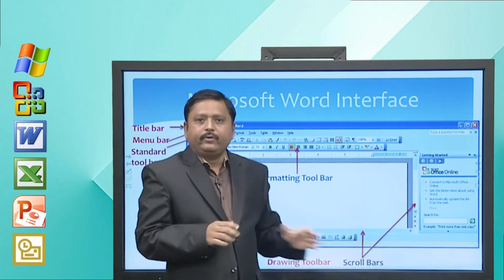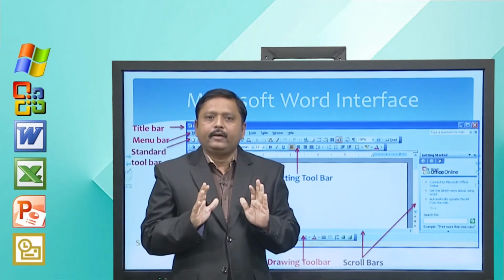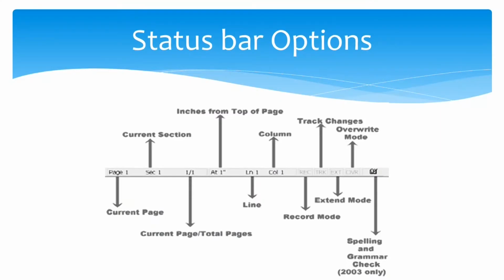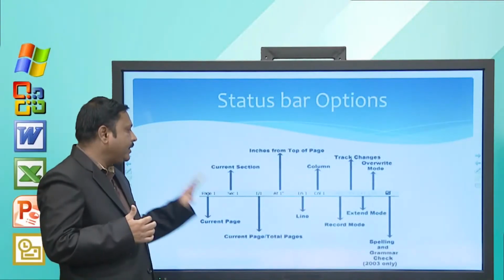So, let us try to understand what the status bar actually displays. Here on screen you can see the first thing is the current page. Suppose there are 10 pages in your document and you are on the 3rd page, it will show you page 3.